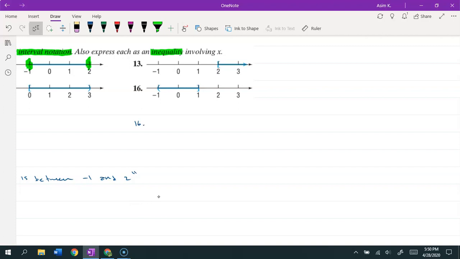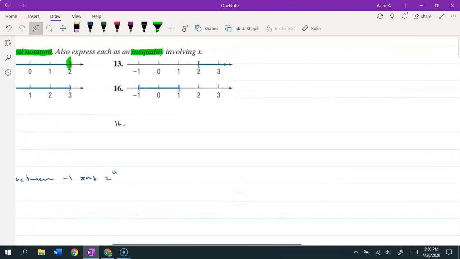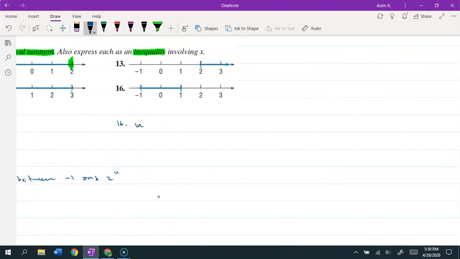Number 16, the first notation that we're going to use is the interval notation. So the interval notation for number 16 is going to look like the following. You're going to have negative 1, comma, positive 1, and there's a bracket on that side. So this is called the interval notation.